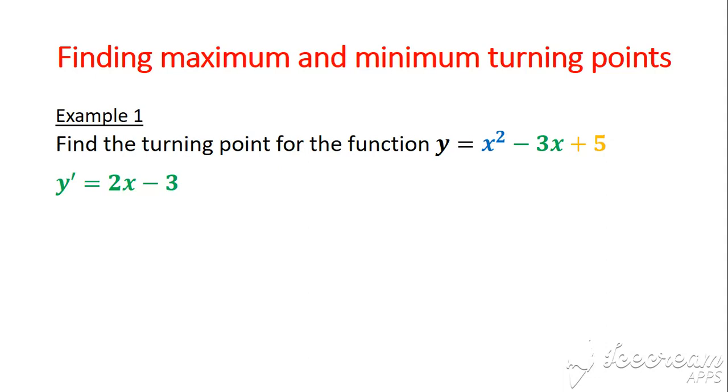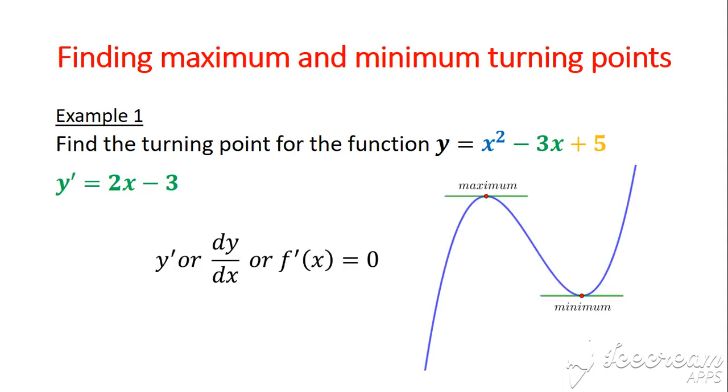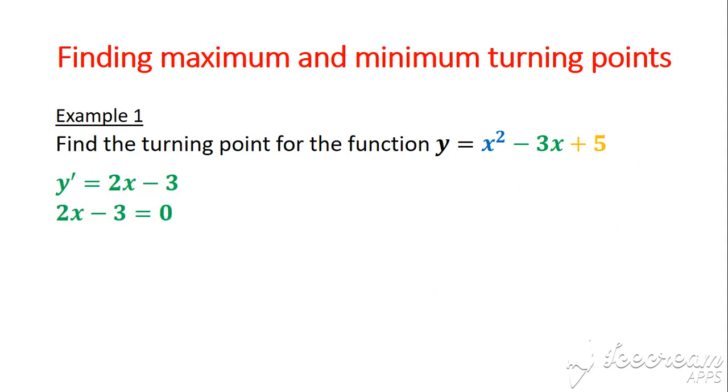So here's our gradient rule. Now, we know a maximum or minimum is when the gradient rule is equal to 0. So we're going to take the gradient rule, 2x minus 3, and put it equal to 0. Let's rearrange it and put the minus 3 on the other side. So 2x is 3. And divide both sides by 2 to get x is equal to 1.5, or 3 over 2.